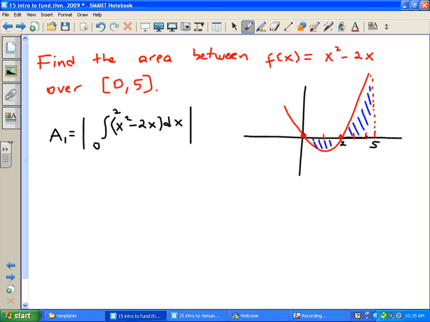Then find the second area, A sub 2, which will be the integral from where to where? 2 to 5 of the function f of x dx, which is x squared minus 2x dx. Once again, same function, and that one you expect to get a positive answer. At the end, we're going to add the two. I'll give you a little bit of time to work on this.